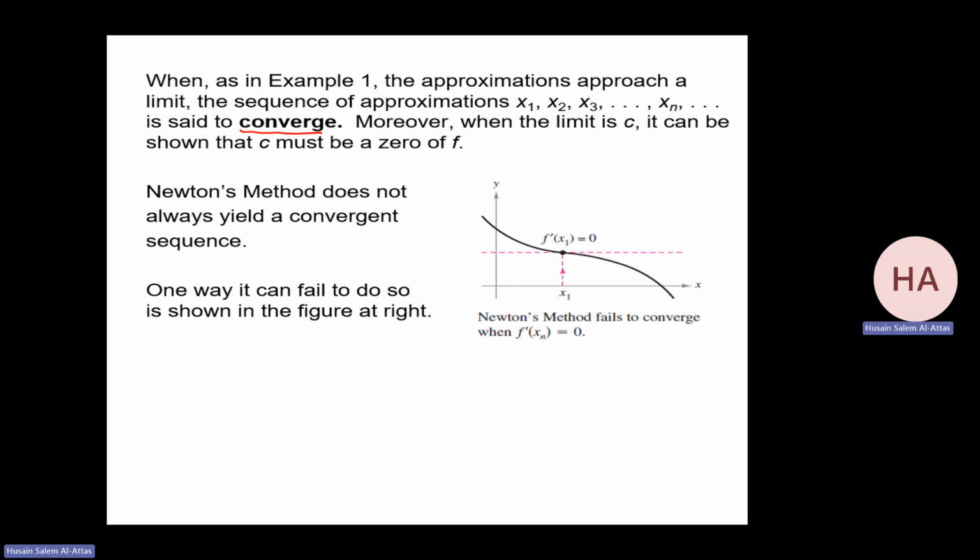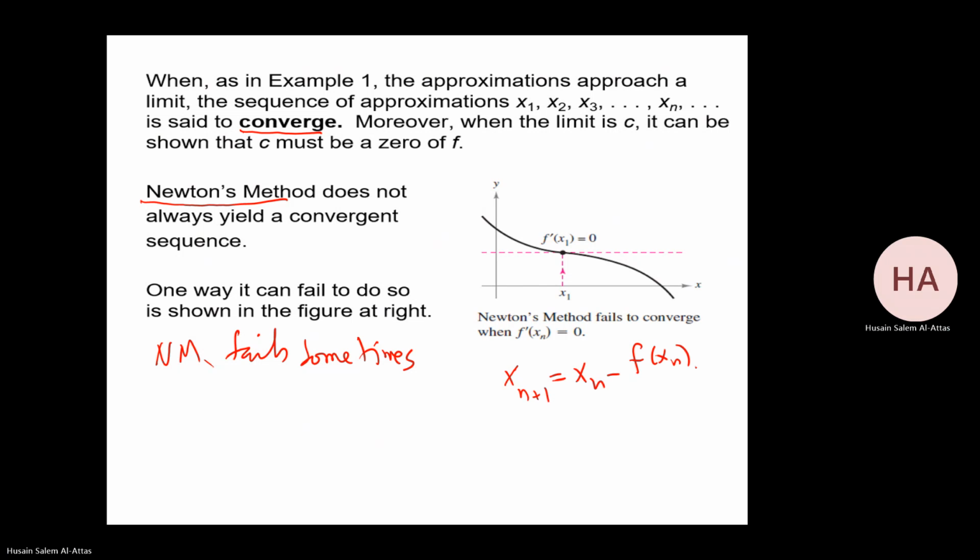Now, Newton's method doesn't mean that it will give me a convergent sequence, or values that will converge to the correct answer. No, sometimes Newton's method will fail. One clear case, since the formula has f prime in the denominator: if you get a value where f prime at xn equals 0, for sure this will give me a problem. So Newton's method will fail to converge on this.